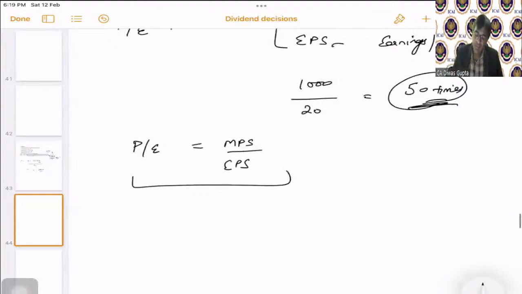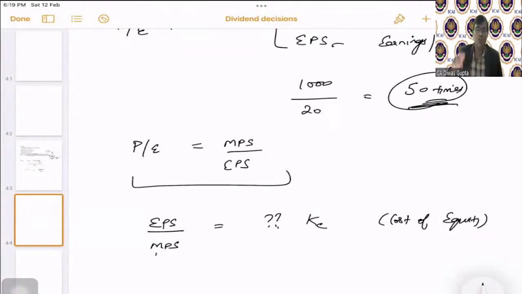The next part which I'm trying to say is, what if we do like this? What is this ratio called? EPS divided by MPS. If we reverse the PE ratio, what is this ratio called? Not ratio, but what is the reversal of this? This is called as KE, the cost of equity, right?